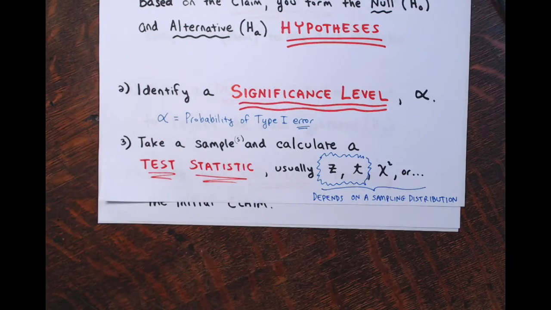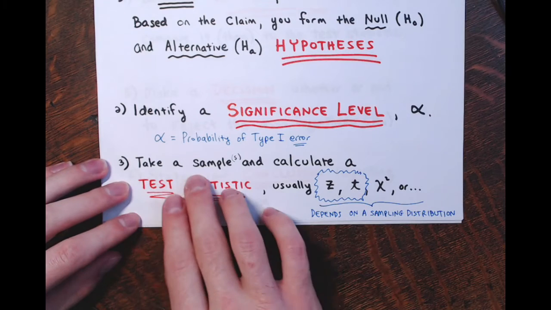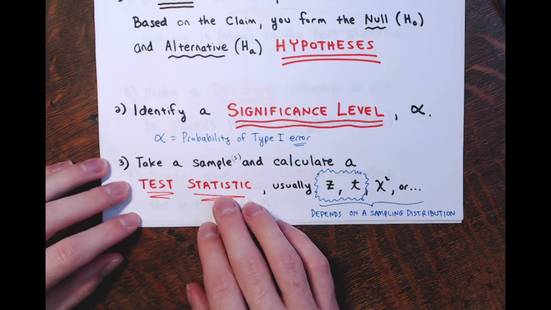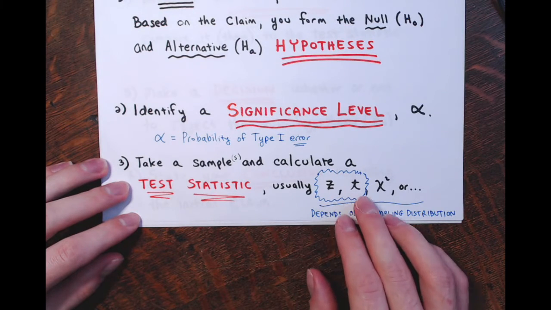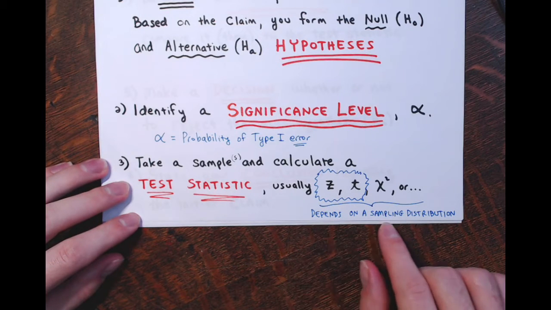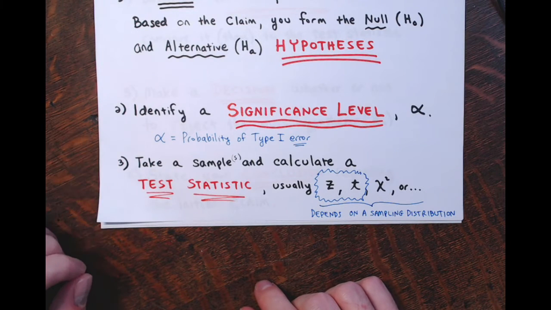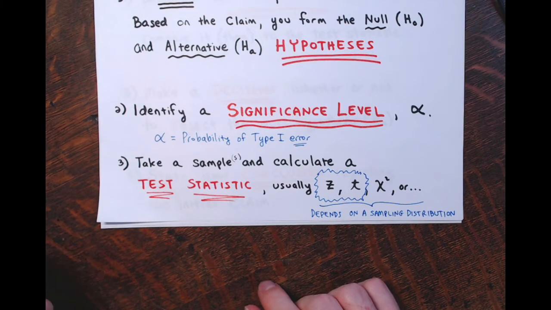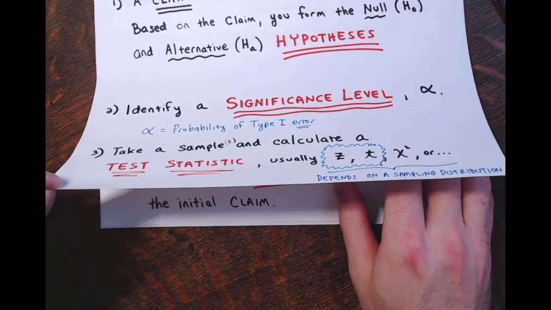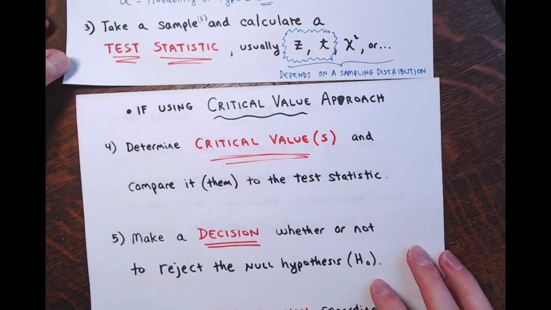Right? So okay, after you identify the significance level, you then take a sample or samples, and we're going to calculate a test statistic, usually some sort of z-score or t-score. There are other kinds of test statistics. It'll all depend on what kind of sampling distribution you're looking at. Am I looking at a normal curve, or a student's t distribution, or something else? All right. Then if you want to talk about rejection regions, you need to talk about critical values.